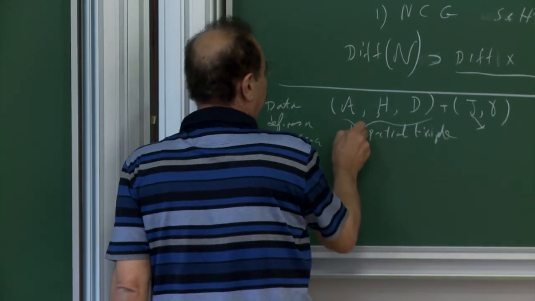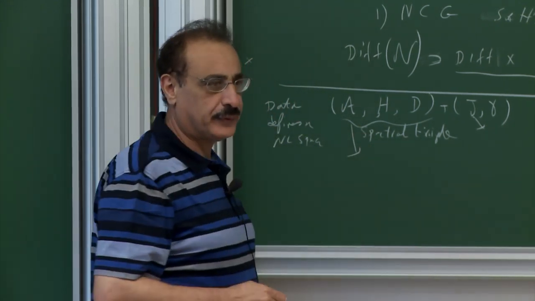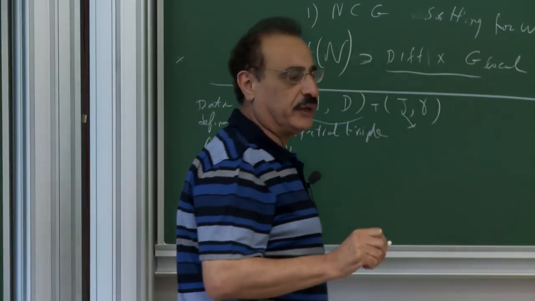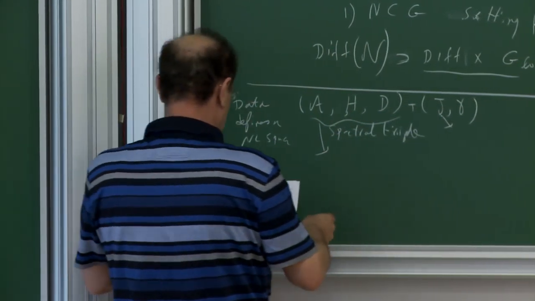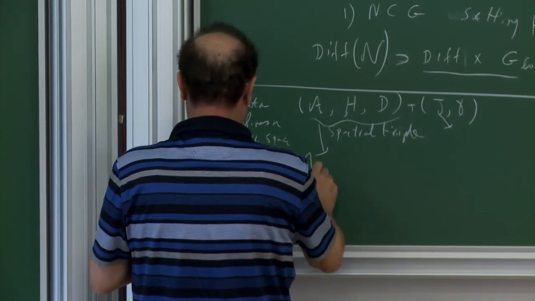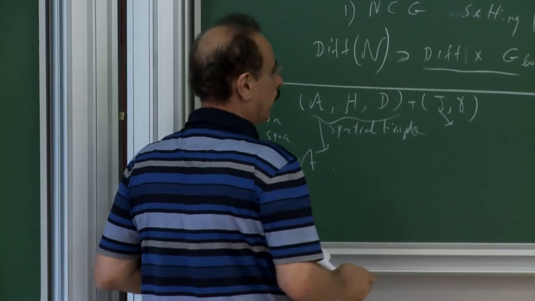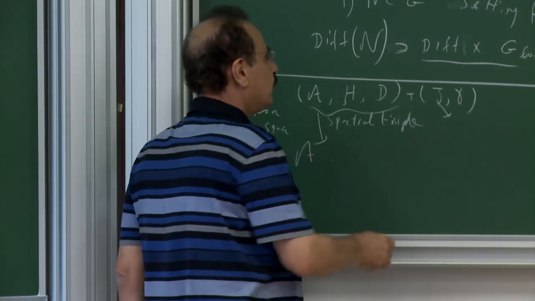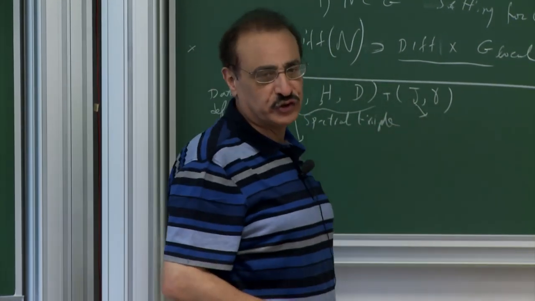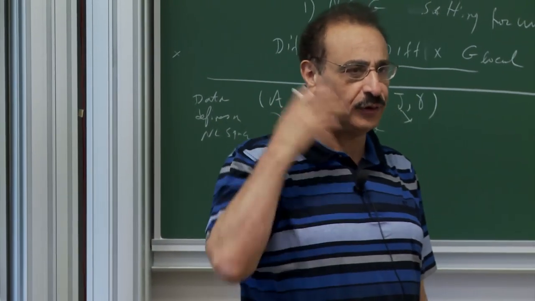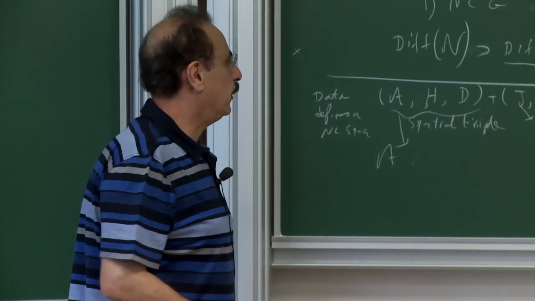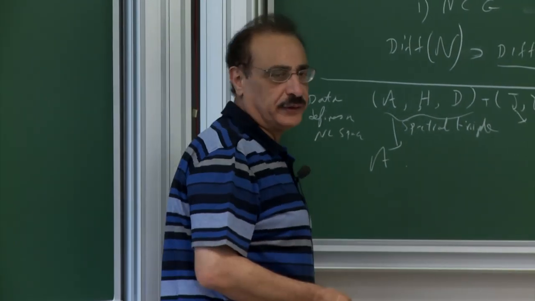So let me actually define. You have your triple A, H, D, and what? Well, actually, the gamma. I'll define each in a minute. Can you specify J and gamma? I will. Well, J, for physicists, will be charge conjugation. Gamma is chirality, if you are a physicist. This is the analogy. J is an antilinear operator, if you'd like.